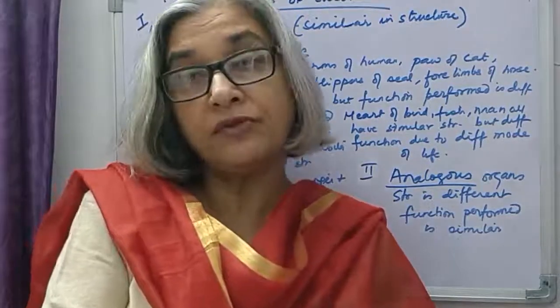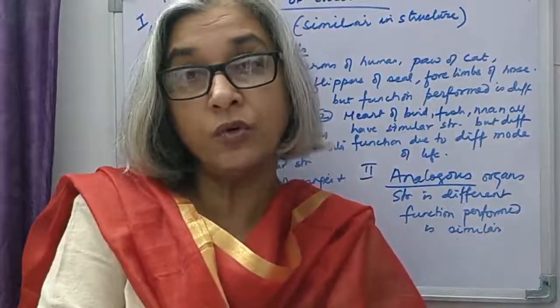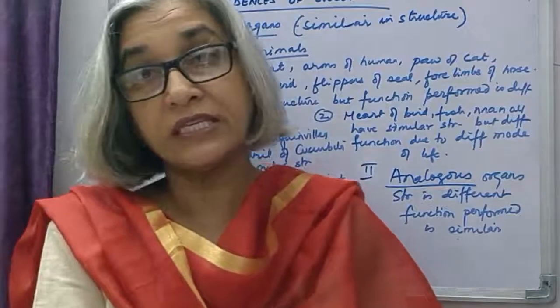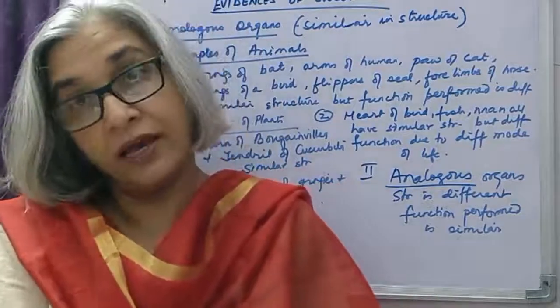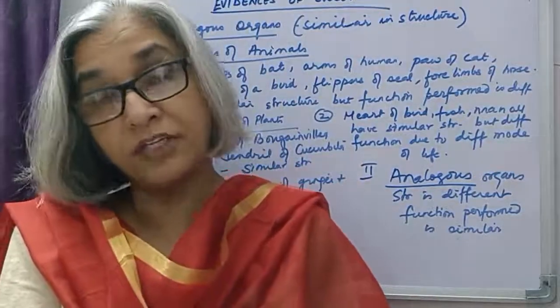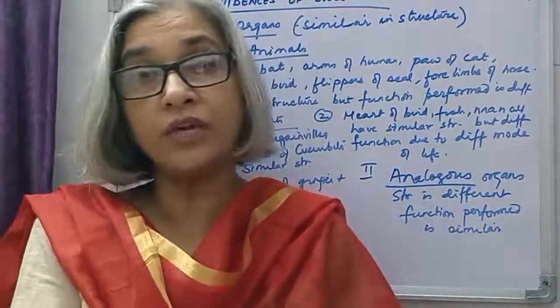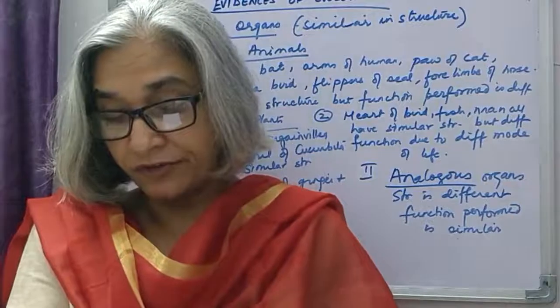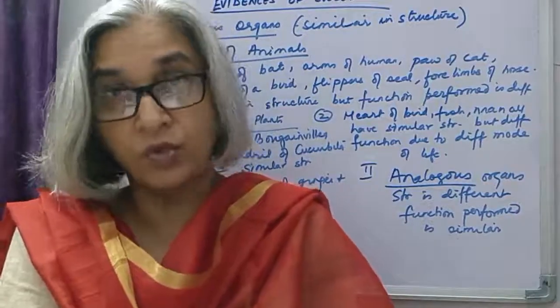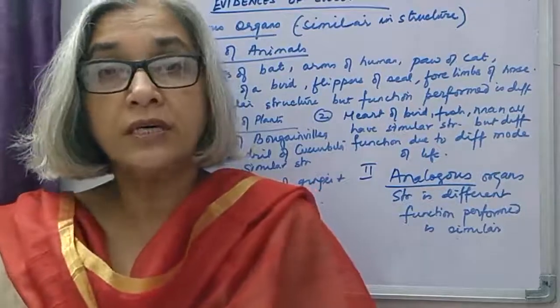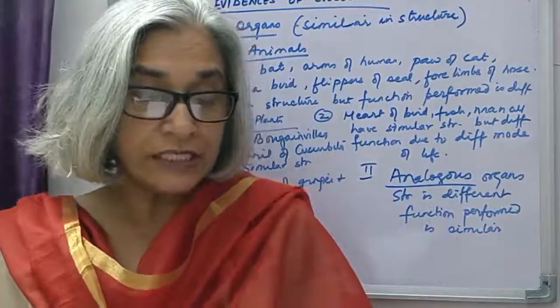Two examples from plants: sweet potato, which is a root modification, and potato, which is a stem modification. They are analogous because the function performed by both of them is storage of food, whereas their origin and structure is different. Sweet potato, as I told you, is a root modification, whereas potato is an underground modification of stem.